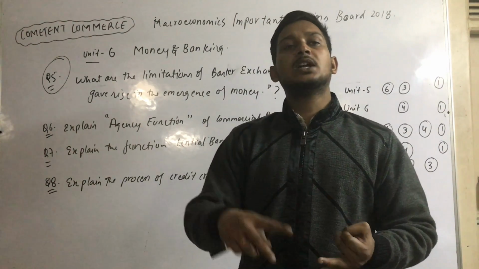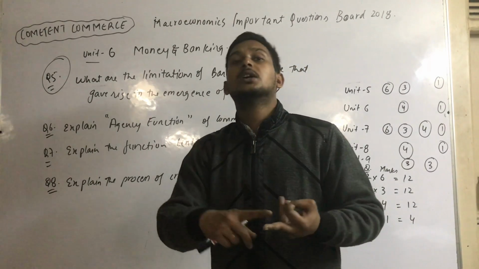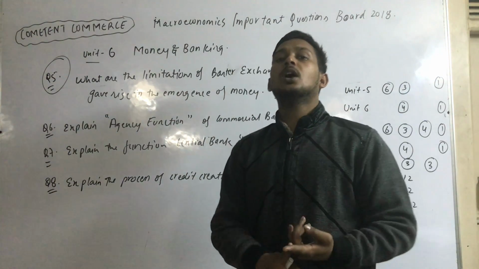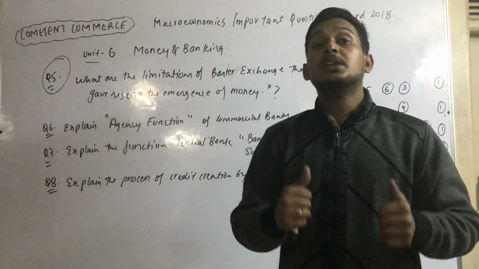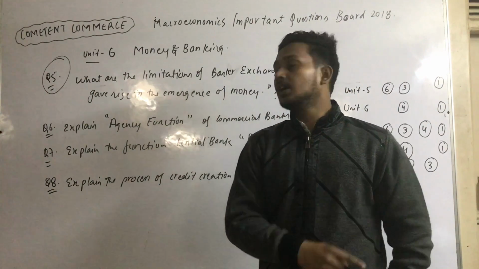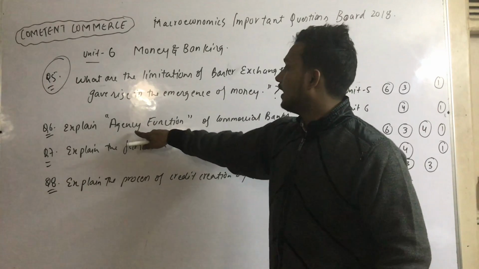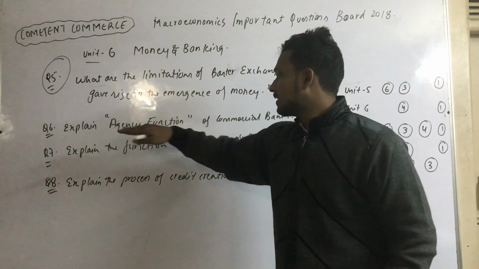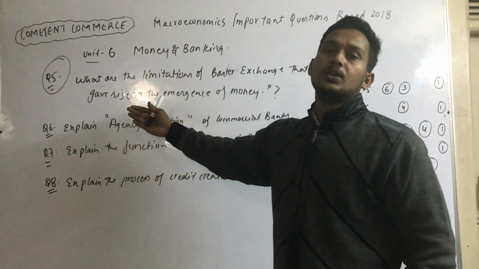First is your overdraft facility, discounting bills of exchange. Third is your agency function, and fourth is your general utility function. Please prepare agency functions and general utility functions. This question can be asked in the board exam: agency functions or general utility functions.